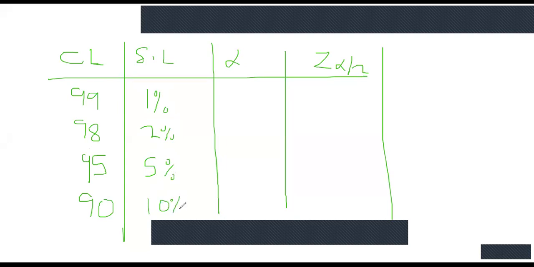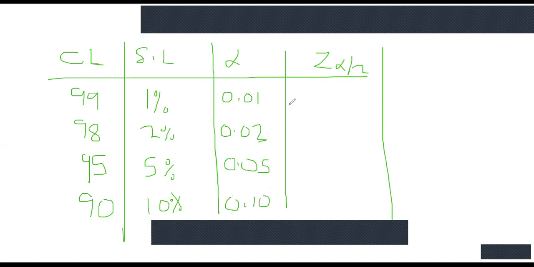So we know that these two add up to 100. And when you divide this by 100, we call it alpha. So this is 0.01, then 0.02, then 0.05, and that's supposed to be 0.1.